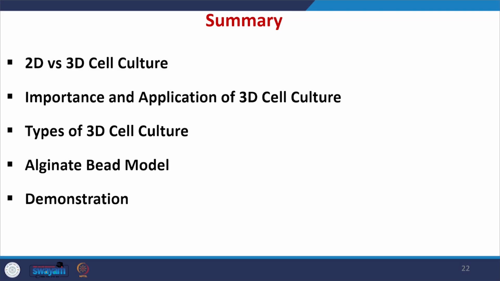As a summary, in today's lecture, we learnt about what is 2D cell culture and what is 3D cell culture, and what is the difference between 2D and 3D cell culture. And also we learnt about the importance and applications of 3D cell culture, and we also learnt about the types of 3D cell culture and the alginate bead based 3D cell culture model. And finally, by practical demonstration, we also learnt how to prepare the alginate bead based 3D cell culture model.